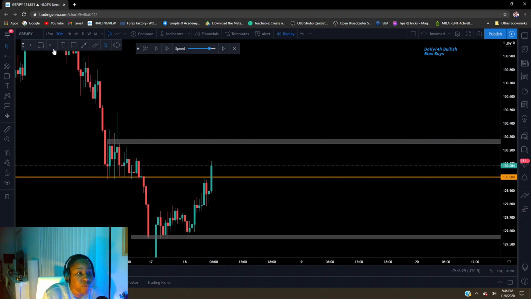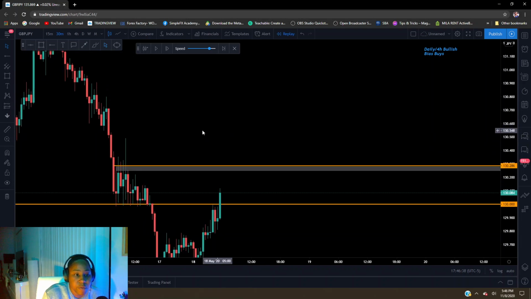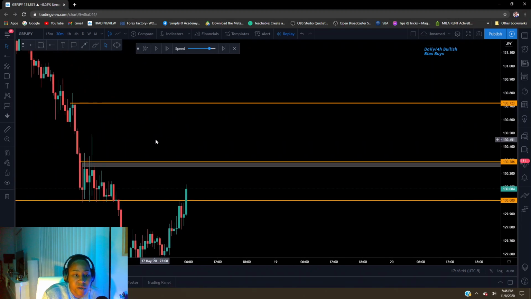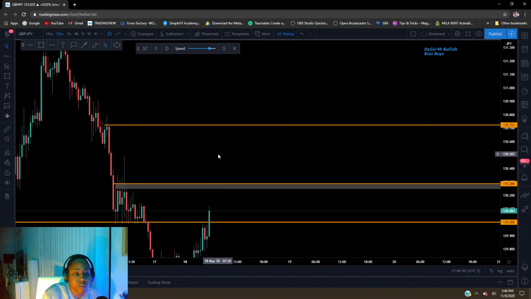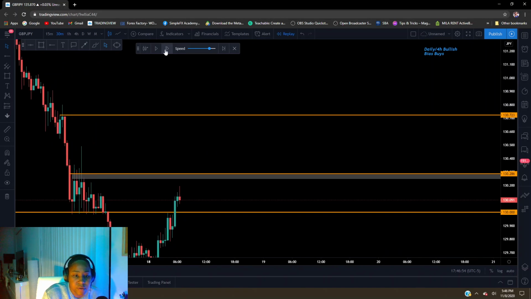I actually want to see a break of this level here for me to look for buys, right up to probably this area right here. This is a 42 pip zone. 42 pips, not bad. Let's continue and see what happens.